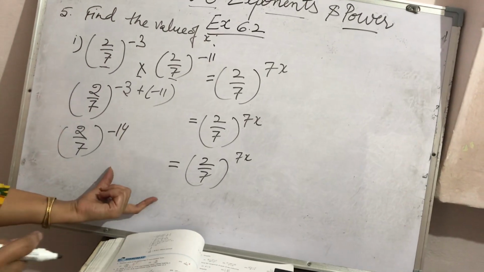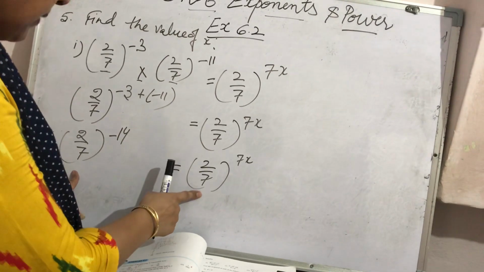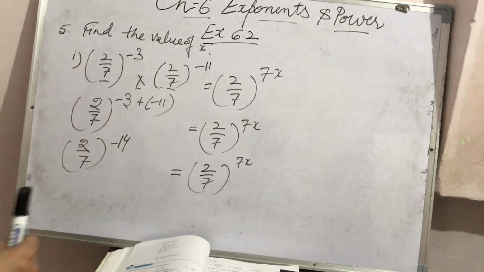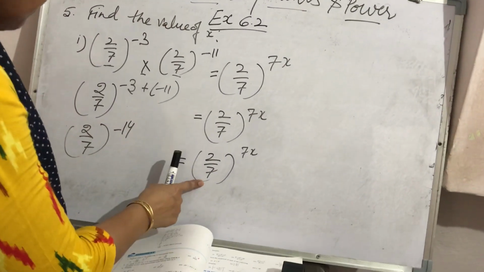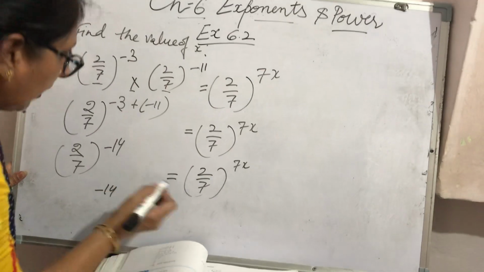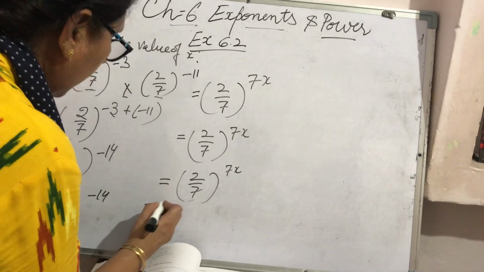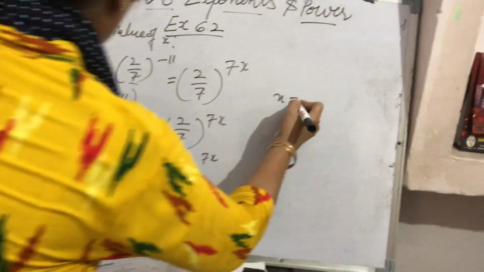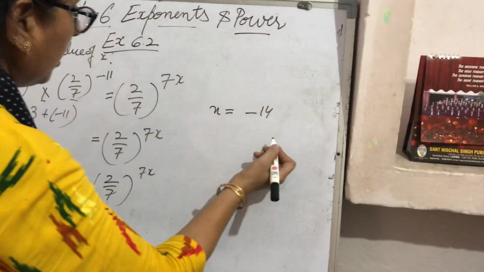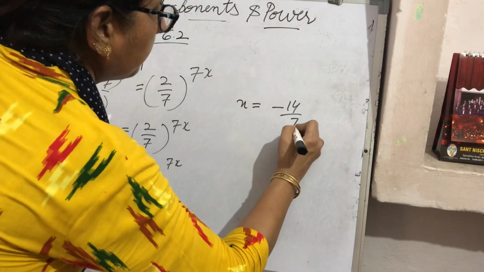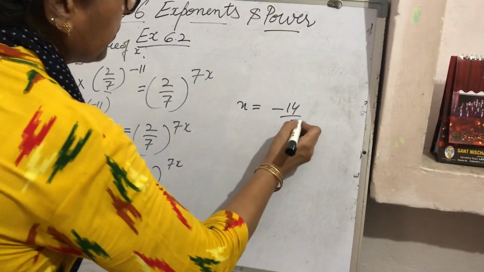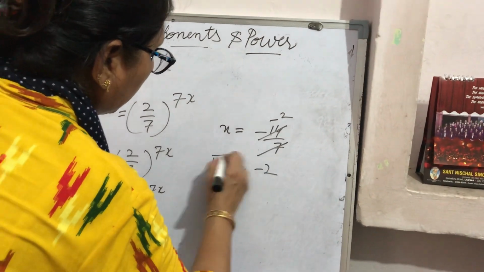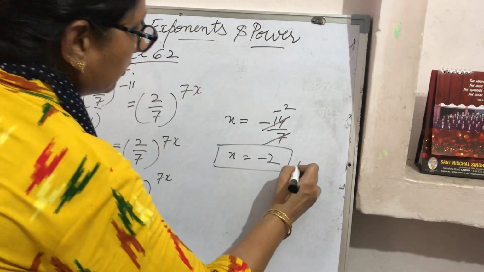Now bases are the same. If the same bases are there, then powers will be equal. We already did this in the previous exercise. So bases are the same, powers are equal: 7x equals minus 14. We have to find the value of x. So x is equal to minus 14 by 7, which is minus 2. This is the answer.